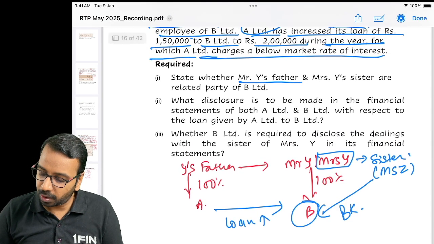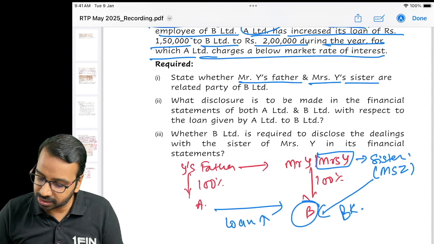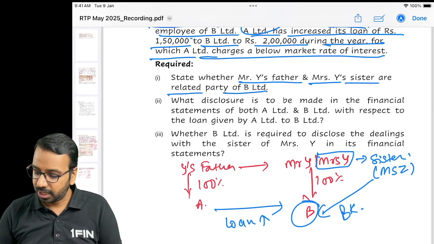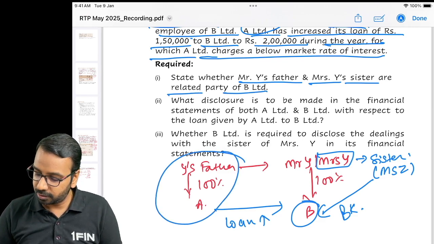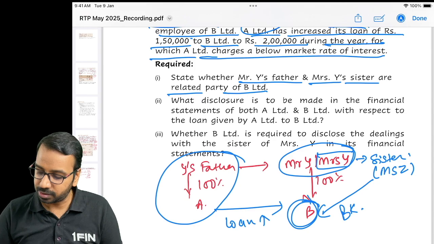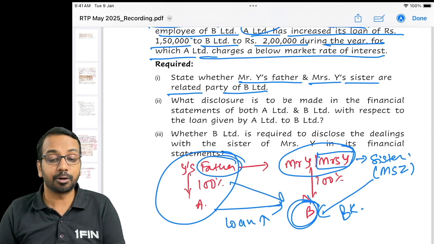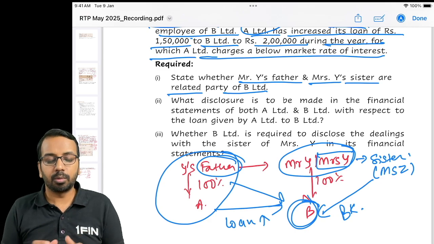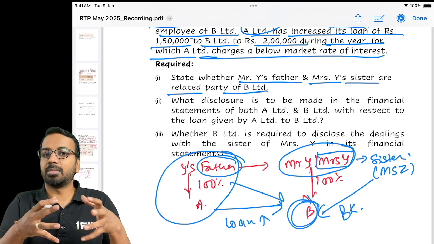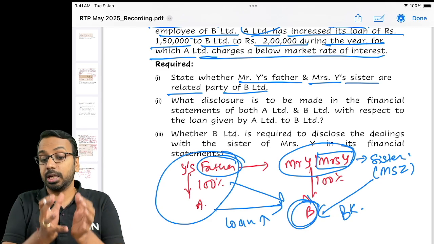State whether Mr. Y's father and Mrs. Y's sister are related parties of B Limited. Now A is here, B is here, Mr. Y and Mrs. Y are here. Can Mr. Y's father be considered to be related to B Limited? Now what do we know? They are related if they are members of a close family. Okay, you have to look at the substance.